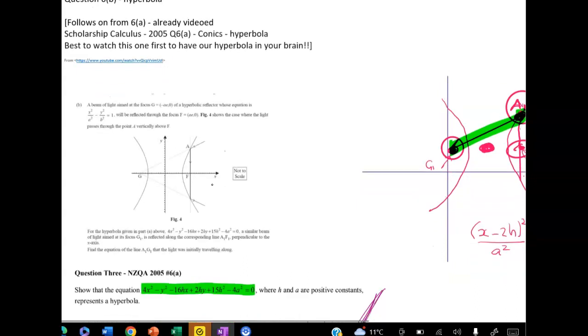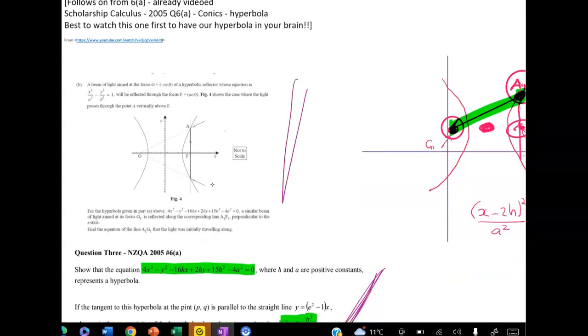And then the second bit that I did about a week ago is this bit here, where we've got a thing getting reflected. It doesn't really matter anyway. But basically this question is all about a hyperbola.